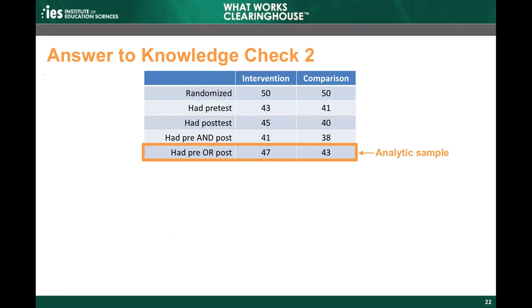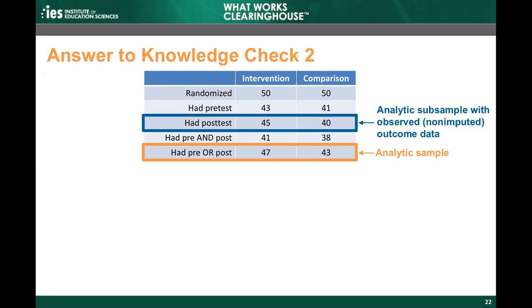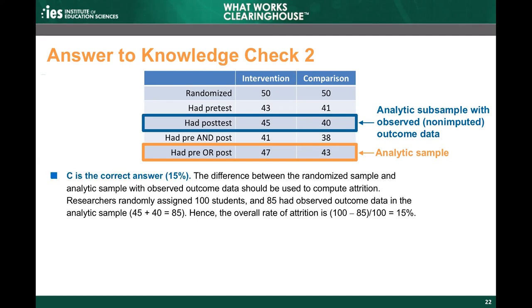So what I want to point out here, the orange is the analytic sample. As a reminder, for step three, it's just the imputed outcome data that count as attrition. Imputed baseline data do not count as attrition if those subjects are included in the analyses. It's just the imputed outcome data. So the relevant sample to consider here is the sample that had post-test data, which is the analytic subsample that had observed, meaning non-imputed, outcome data. So the correct answer here, which is actually the third most common answer in this case, is 15%.